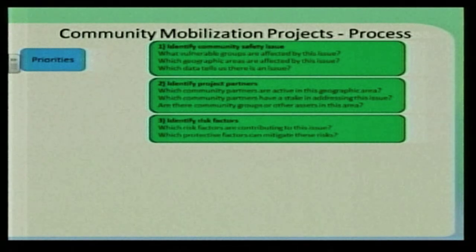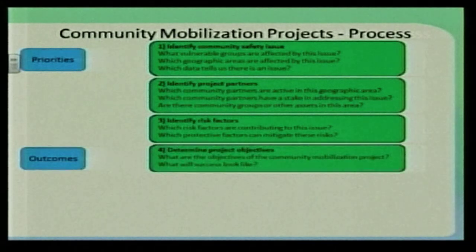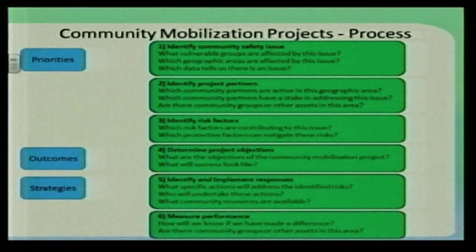Secondly, we need to identify the project partners who need to be involved with this, whether that be police, whether it be community members, whether there are other agencies that have a mandate to address this particular issue. Then we need to identify what are the risk factors that are contributing to this issue and what protective factors can mitigate these risks, and then determine essentially how we're going to go about doing that.